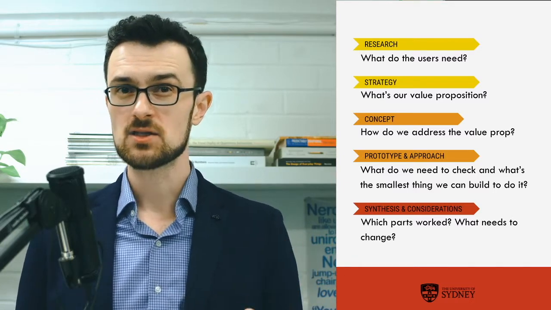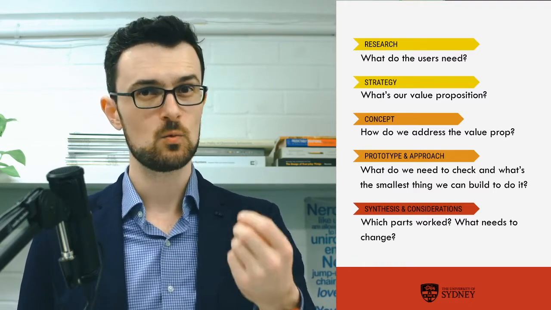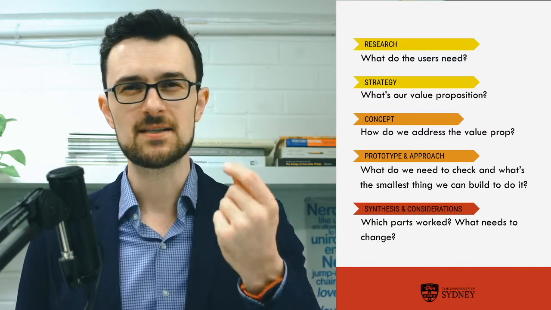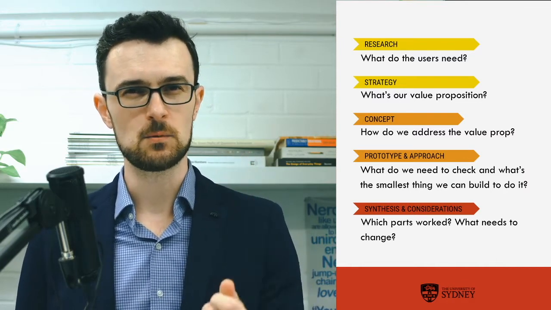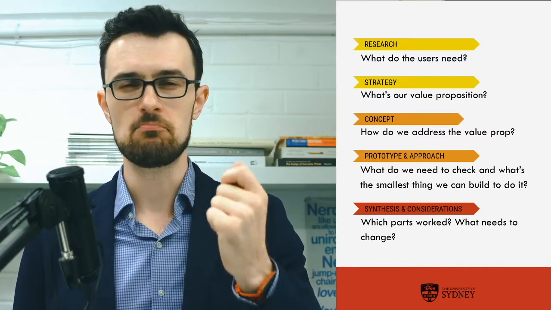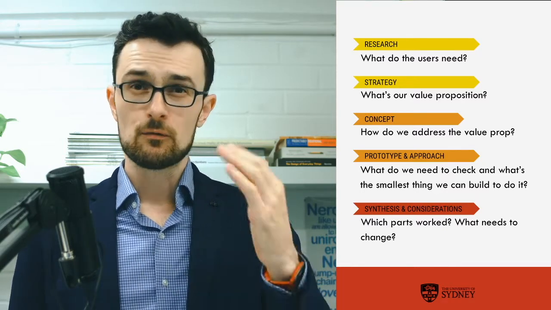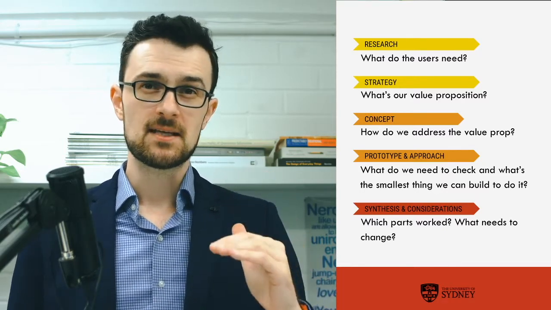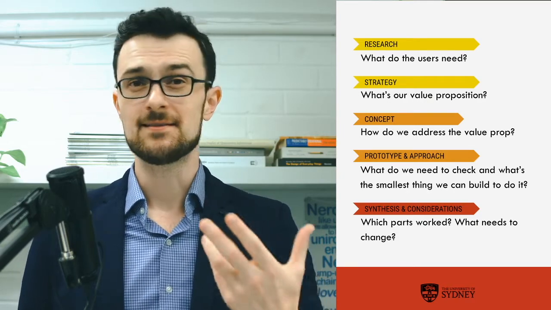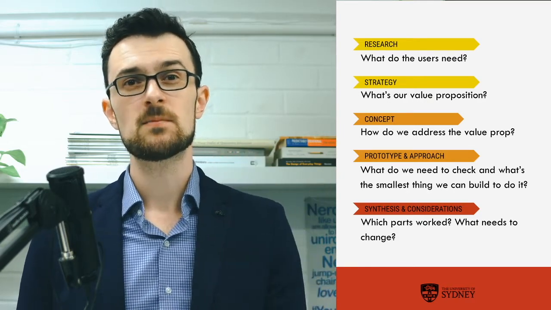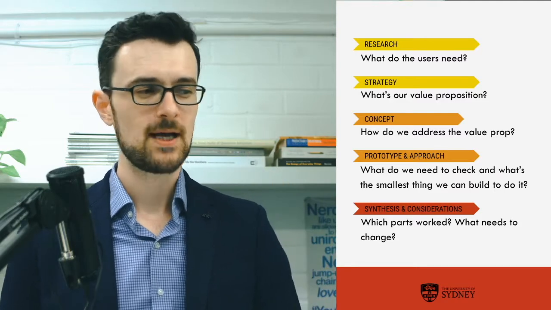So we have the research component, where the major question is what do they need? Followed by a strategy or strategic design component, where your major answer is what is the value proposition of the thing that we're putting together? What makes it better than the alternatives or the current system? From that value prop, you develop a set of concepts, each of which is designed to address that value proposition or make it real in some way.